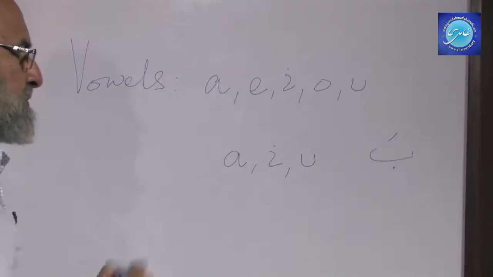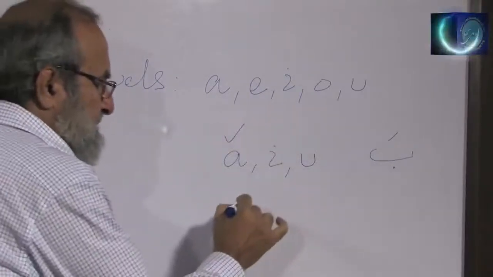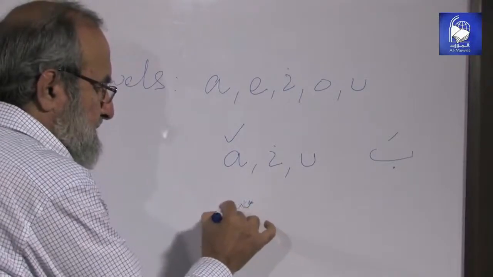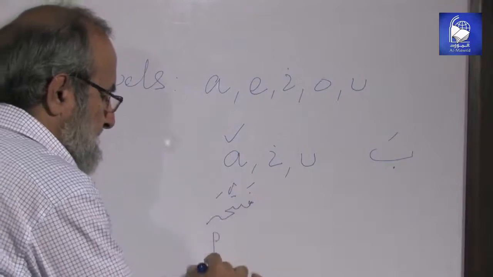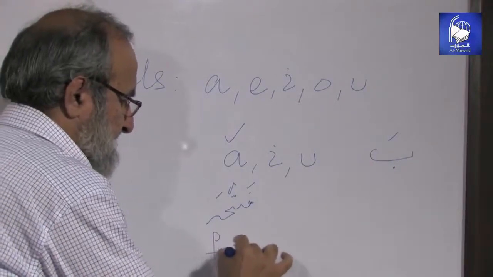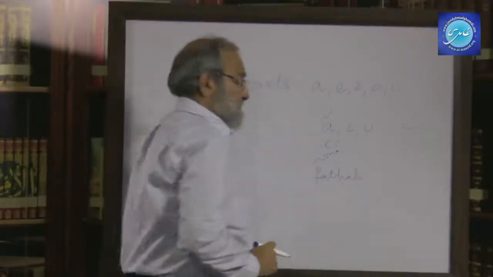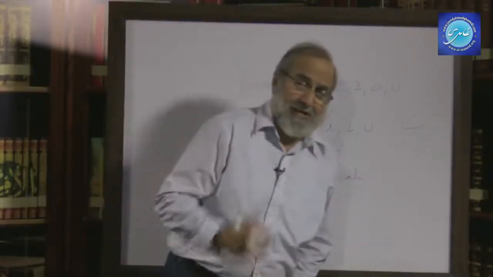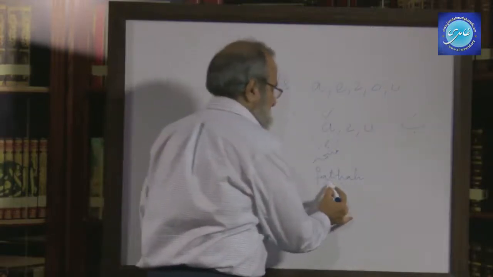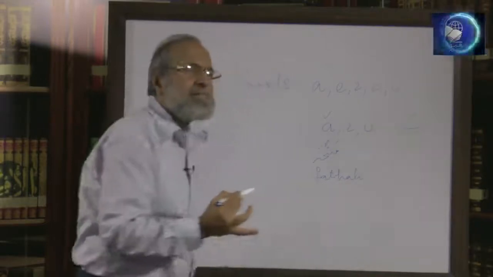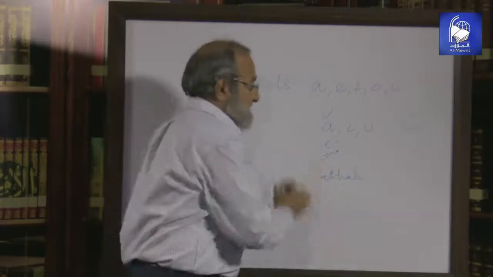mark to show the equivalent of A, which is called fatha. I hope now those who have been practicing their alphabets would be able to pronounce this word a little better than before. Fatha. That is A.